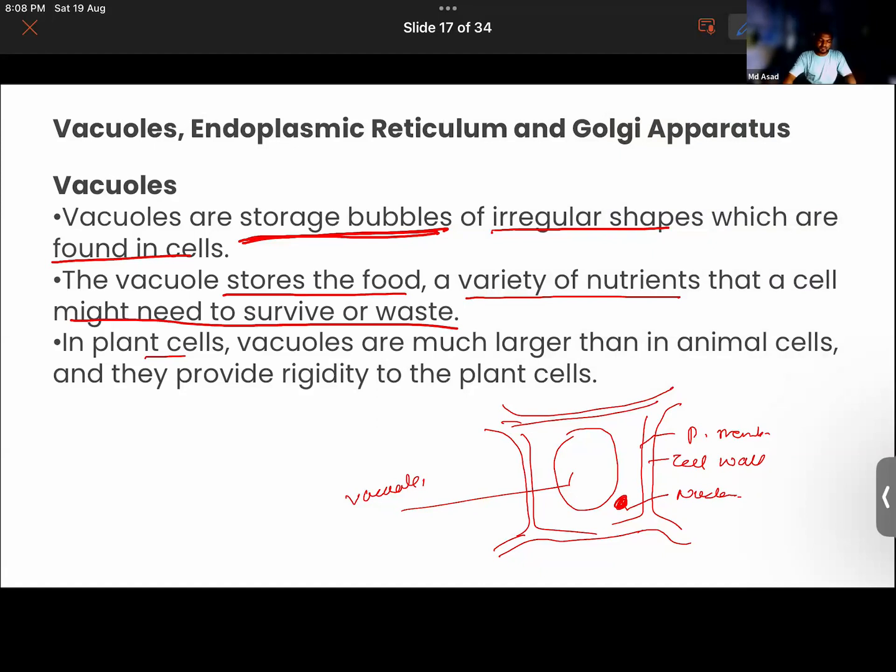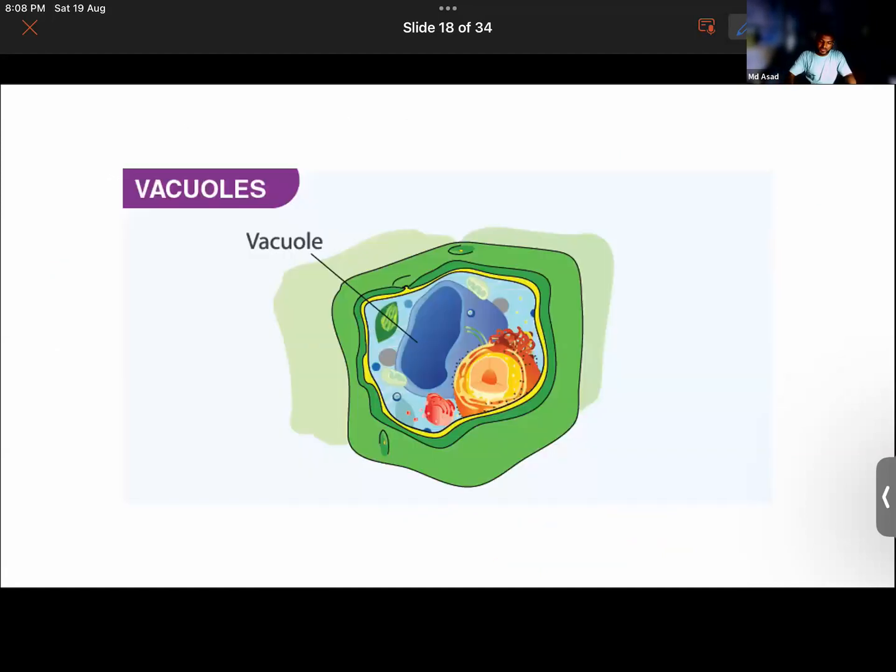Getting it? Now look at a detailed diagram here. That is a diagram of a plant cell. And then you see the size. Just look at the size of this vacuole. Isn't it quite large compared to the other organelles? Look at the other organelles presented. It's pretty big, right?